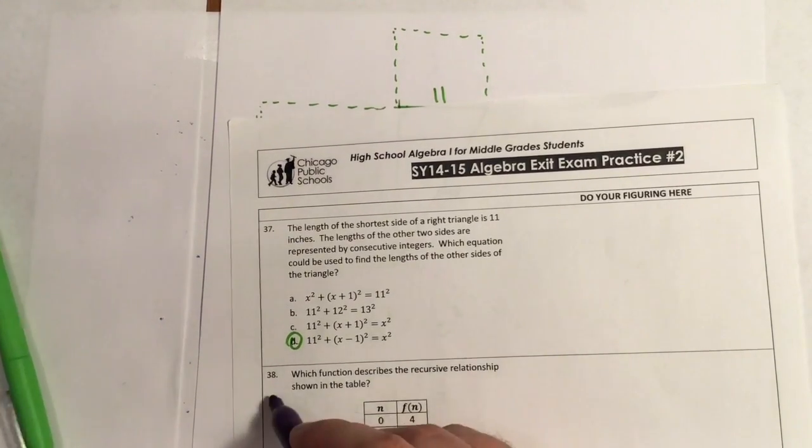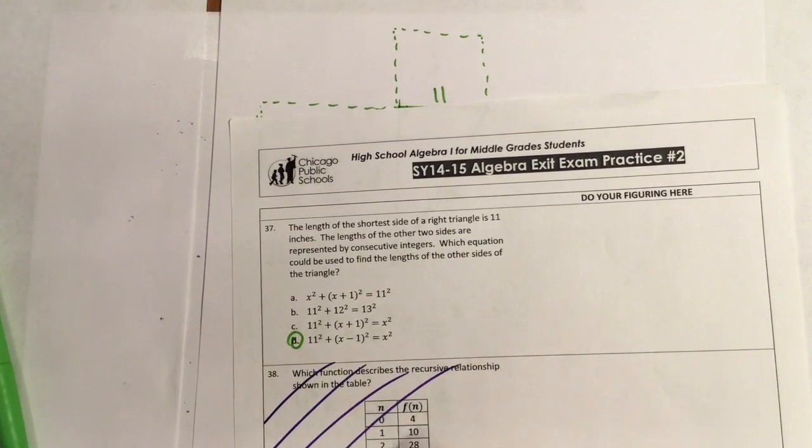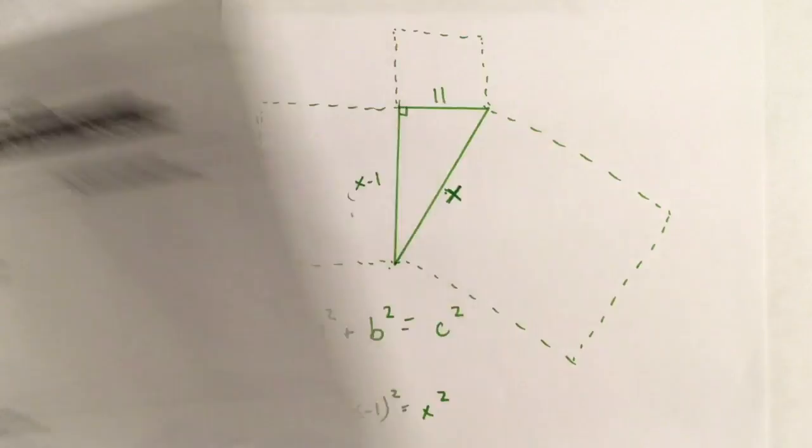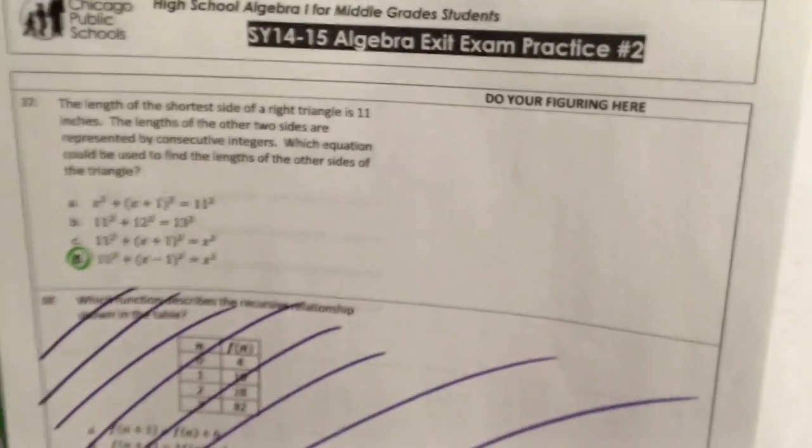38, we don't have to do. They don't have recursion anymore. Very fascinating, but thankfully no longer on the test. Okay, last two questions, 39 and 40.